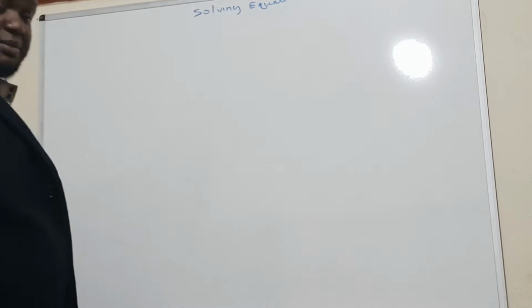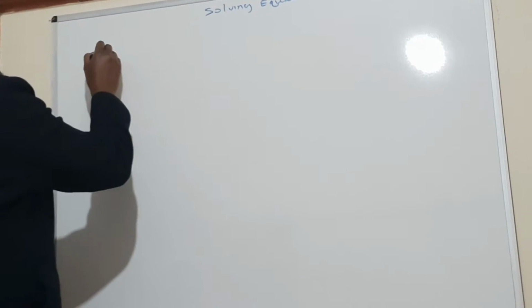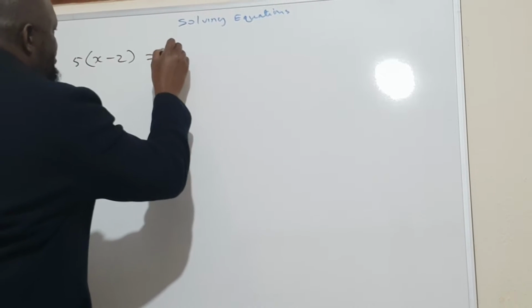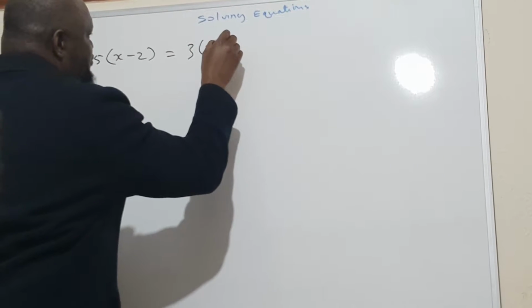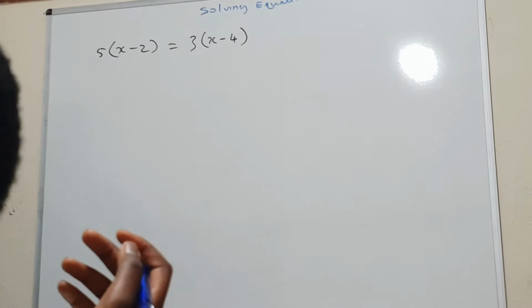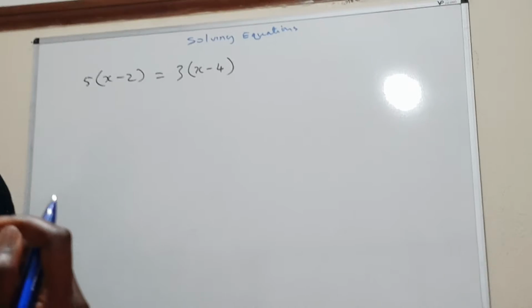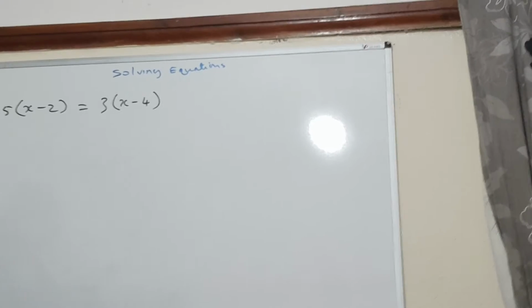Now, let's take one example. The basic examples we have to take, let me do one. 5 into x minus 2 is equal to 3 into x minus 4. We did that in the last one. According to our principles, what did we say? Yes, we sort out the brackets.